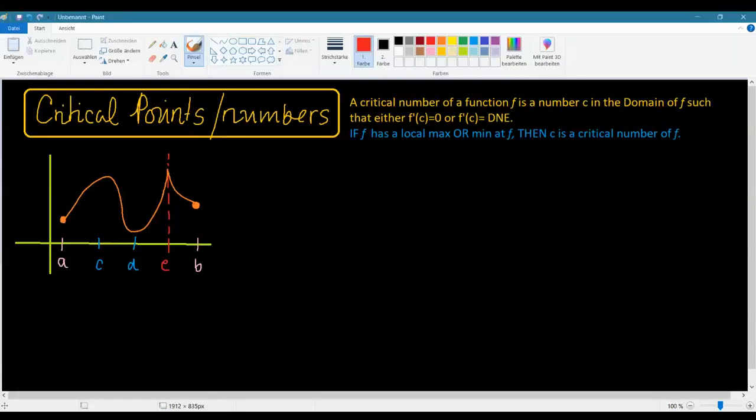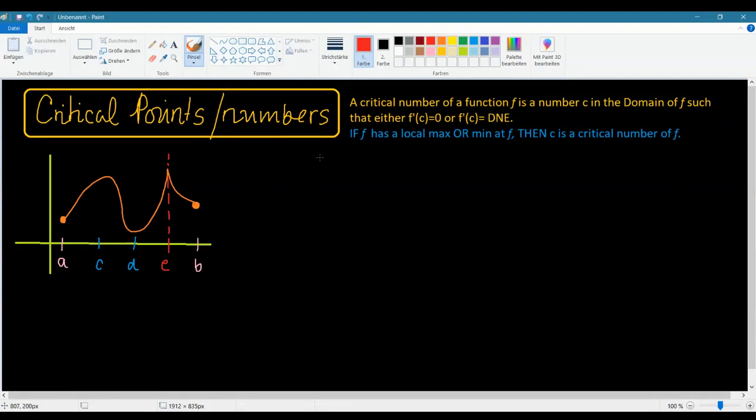Okay, today we're going to do a short intro into critical points and critical numbers. A critical point is just the x and y value, whereas the critical number is just the x coordinate of the critical point. Well, let's look at the definition firstly.